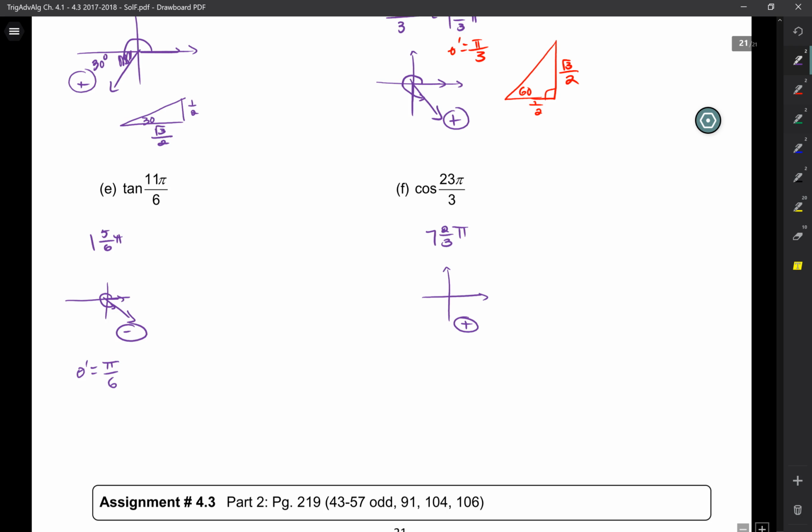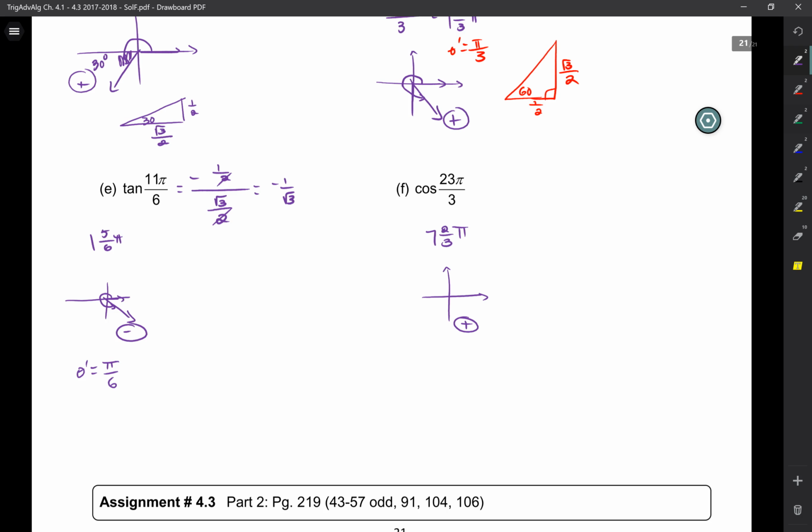Now, tangent is opposite over adjacent, right? For 30 degrees, how much is the opposite? 30 degrees is the smaller angle. The side opposite the smaller angle is 1/2. And the adjacent is root 3 over 2. And we said that this is negative. So when I get rid of these 2's, I have negative 1 over root 3.